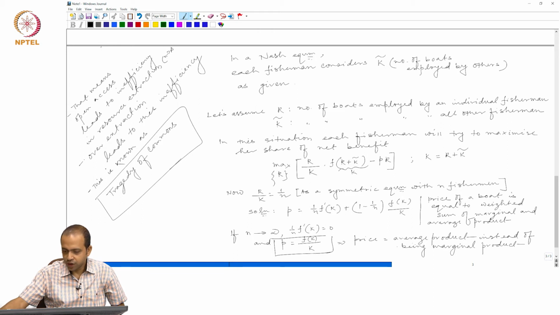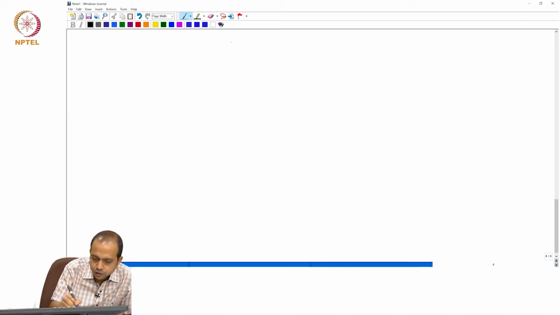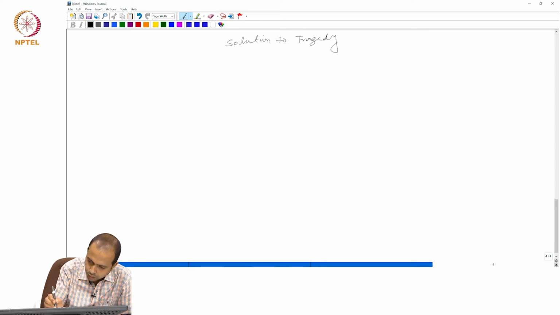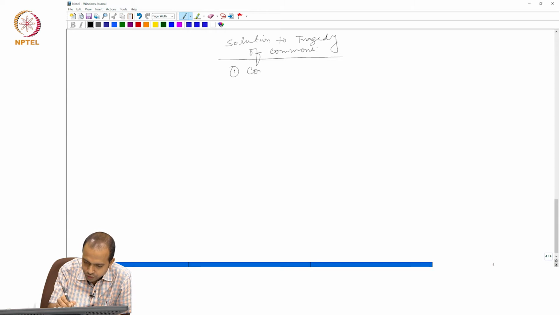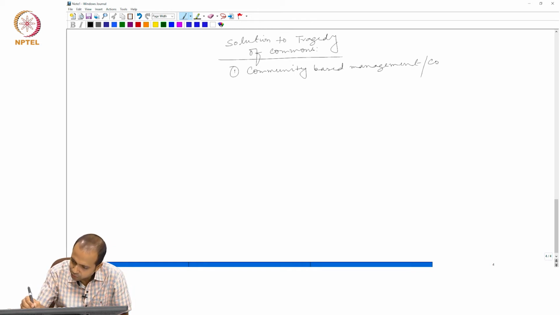Then the next question comes, how do you solve this tragedy of the commons? Solution to tragedy of the commons: community based management, or collective action.